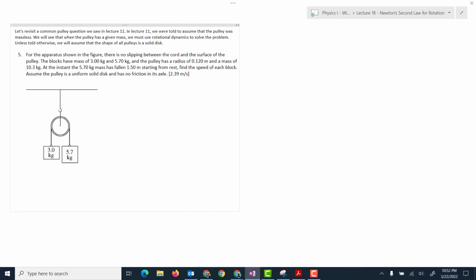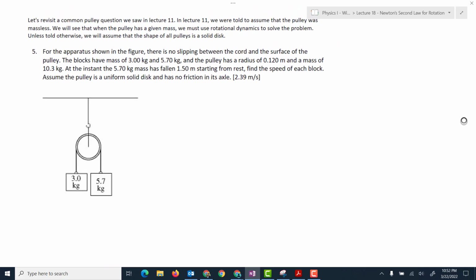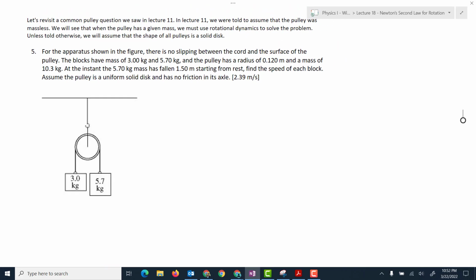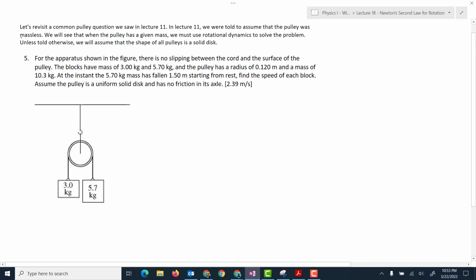Next question, number 5. Okay, so for this question, we're going to revisit a common pulley question that we've seen before in Lecture 11. But in Lecture 11, we were told to assume that the pulley was massless. But now we're going to notice that when the pulley does have a mass, we're going to have to use rotational dynamics, which is what we're doing in this lecture right now, to solve the problem. So when the pulley has a mass, the question gets a lot harder than before. Unless told otherwise, we're going to assume that the shape of the pulley is a solid disk. So always assume that a pulley is a solid disk unless they tell you otherwise.